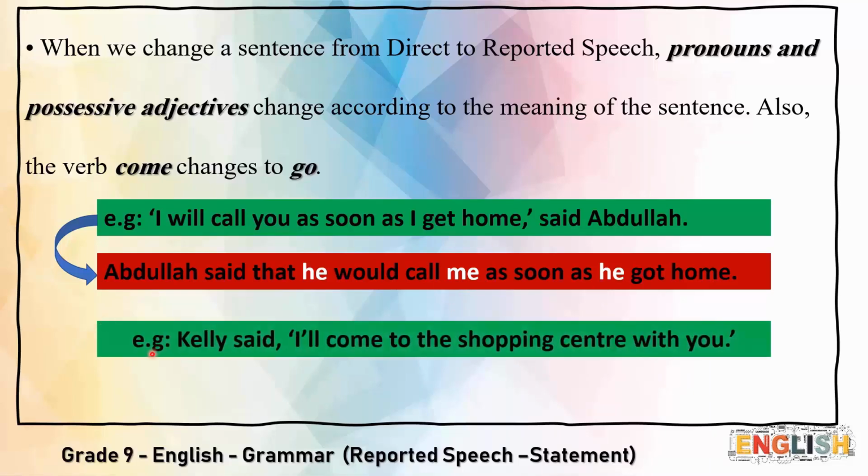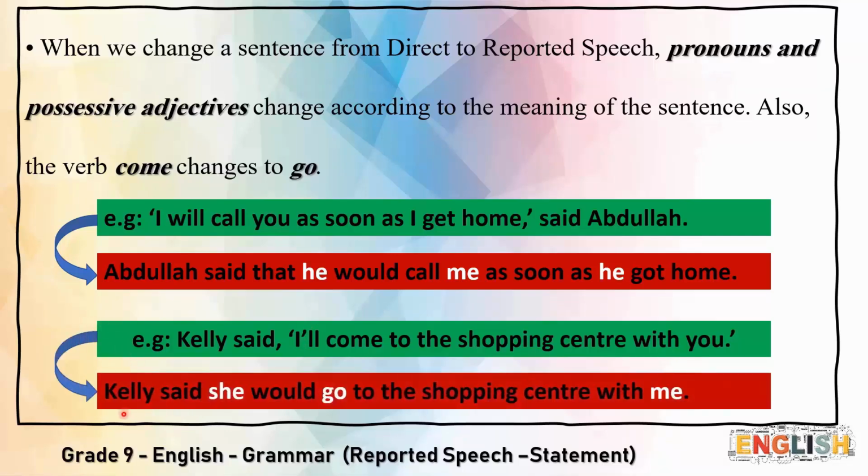Okay, look at this example also. In this example also we have the pronouns I and you, and we have the verb come. How can it be changed? Like this. Kelly said she would go to the shopping center with me. I becomes she, come becomes go, and you becomes me again.